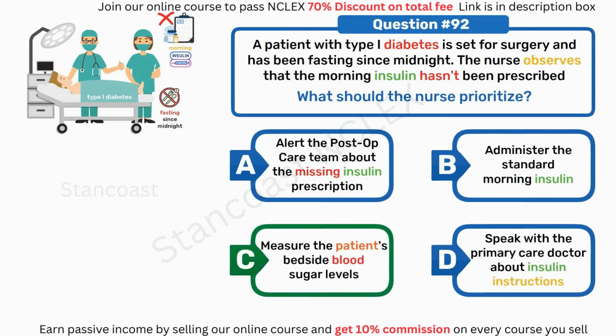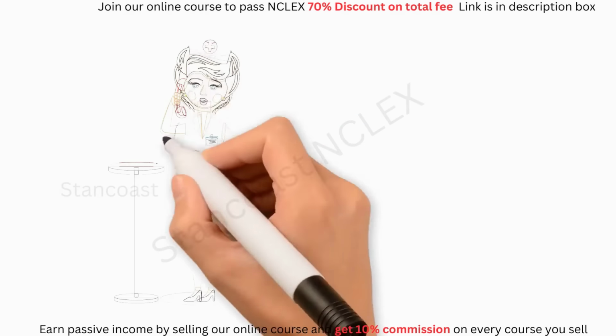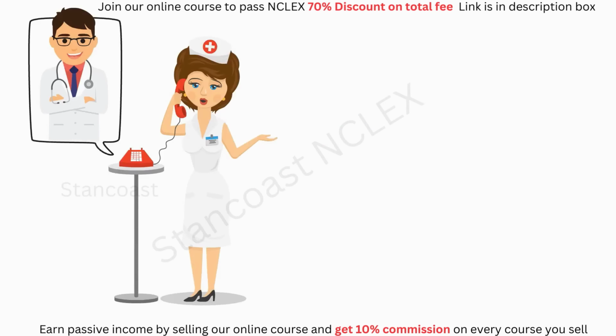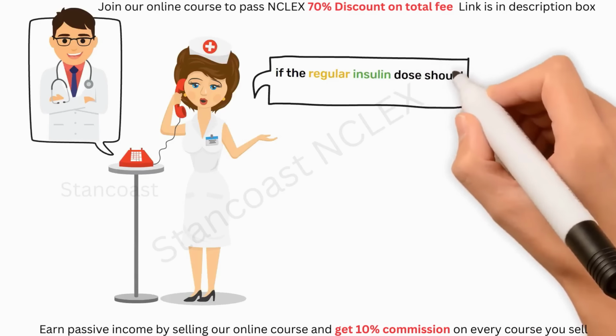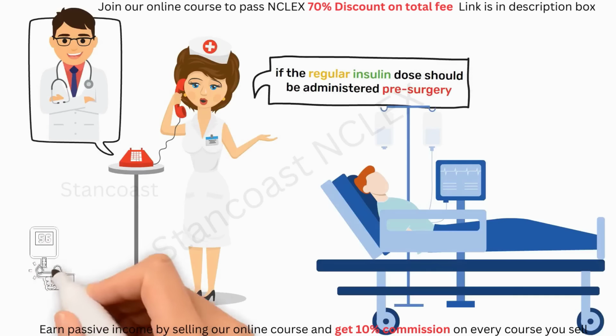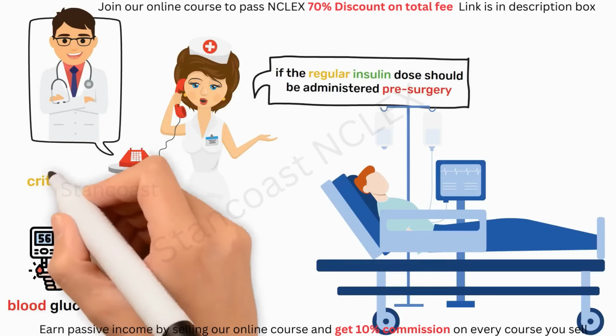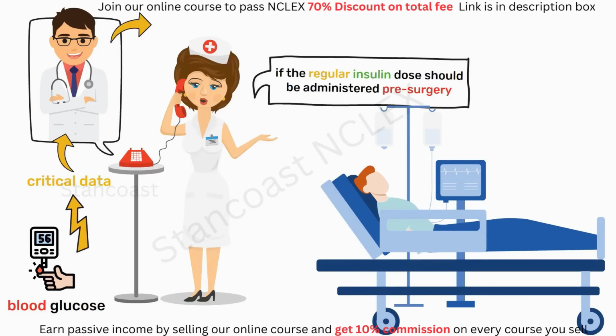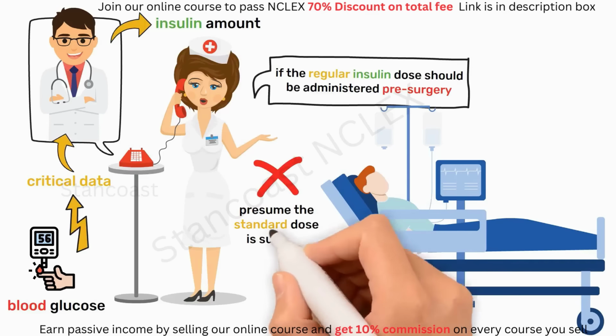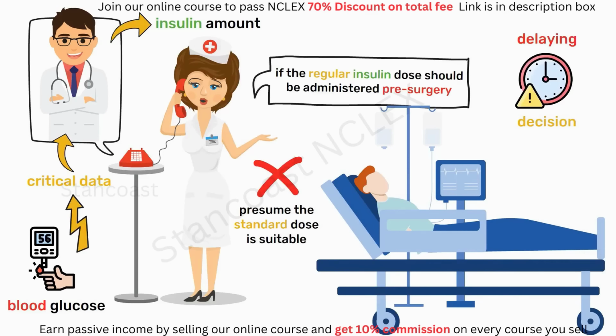Option C is correct. The rationale is the nurse must reach out to the doctor to determine if the regular insulin dose should be administered pre-surgery, but acquiring the blood glucose reading offers critical data that the doctor might require to finalize the insulin amount. The nurse shouldn't presume the standard dose is suitable. Delaying this decision until post-surgery isn't advisable.